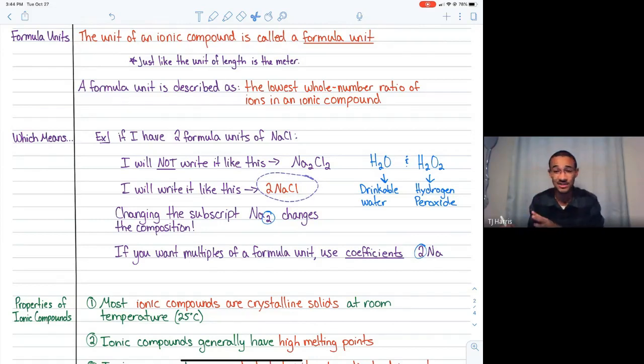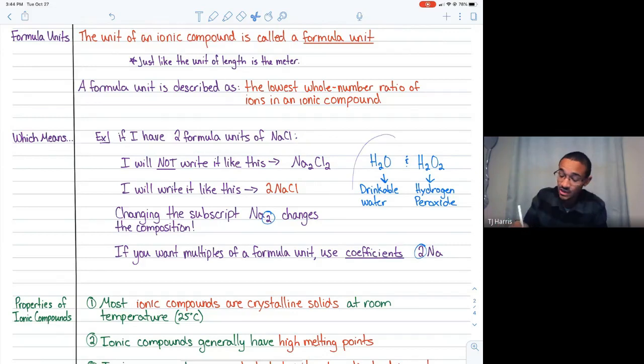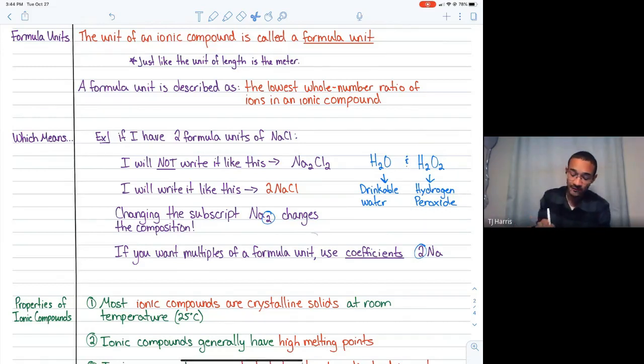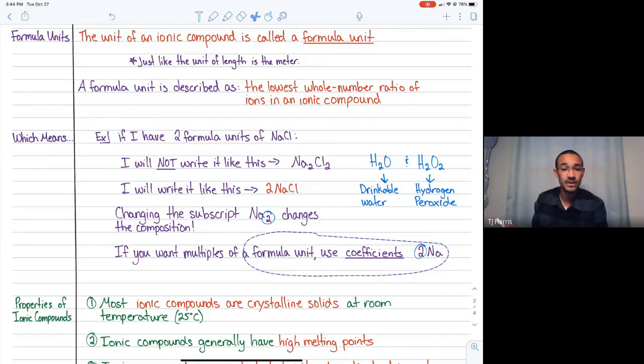We would not change the subscripts and say 2 and 2. This is something completely different. That changes the composition. For example, H2O is drinkable water. If I put H2O2, that's hydrogen peroxide. 2 completely different things. So we do not want to change subscripts, unless we are needing more than one of them to balance out the charges. So if we want multiples of a formula unit, we use coefficients out front. We're going to practice that down there at the bottom.